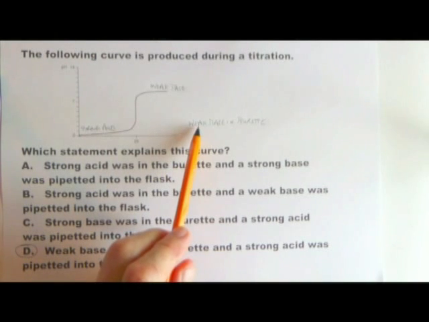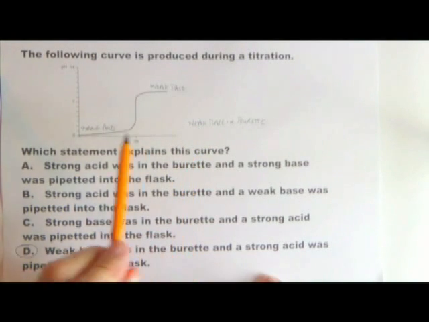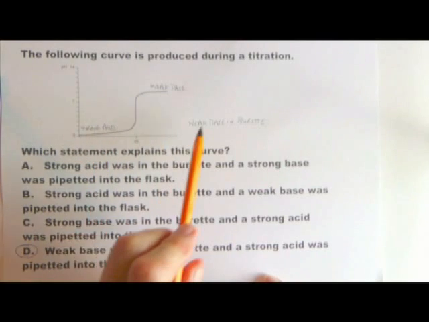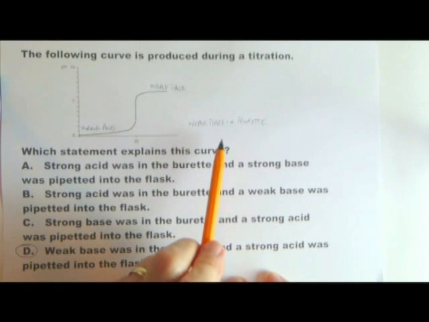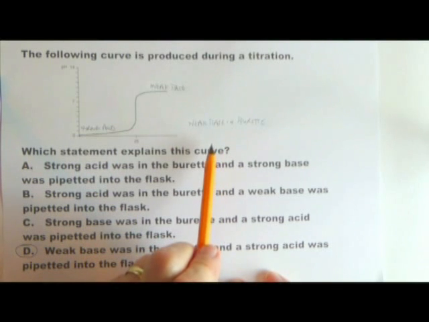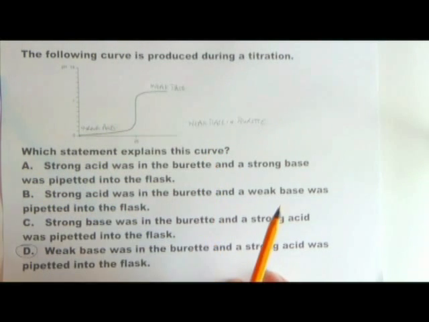If you were doing this in a laboratory, you would put the strong acid in the burette and the weak base in the flask. And when you're doing a weak acid and a strong base, you put the strong base in the burette and the weak acid in the flask. With a titration of strong acid and strong base, it doesn't matter which way you do it.